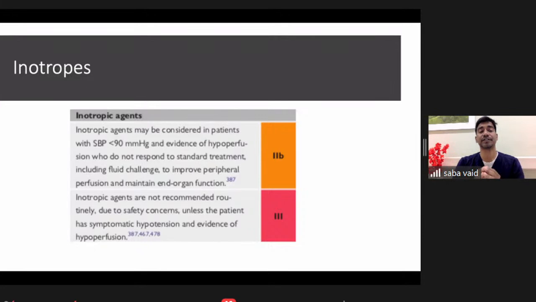So the recommendation is that you put them on inotropes only when the systolic blood pressure is less than 90 and when there is evidence of hypoperfusion, which does not improve with your standard treatment, including fluid challenge. So not all patients. You should have a few boxes ticked. The systolic blood pressure should be less than 90. And after your standard treatment of fluid and all that, there should be signs of hypoperfusion.